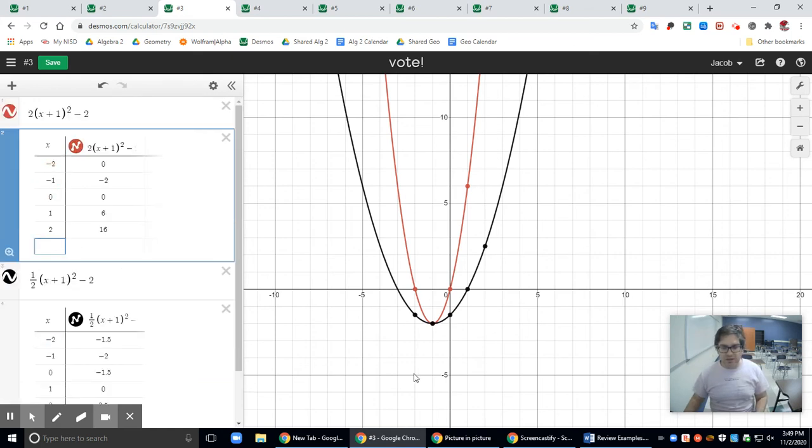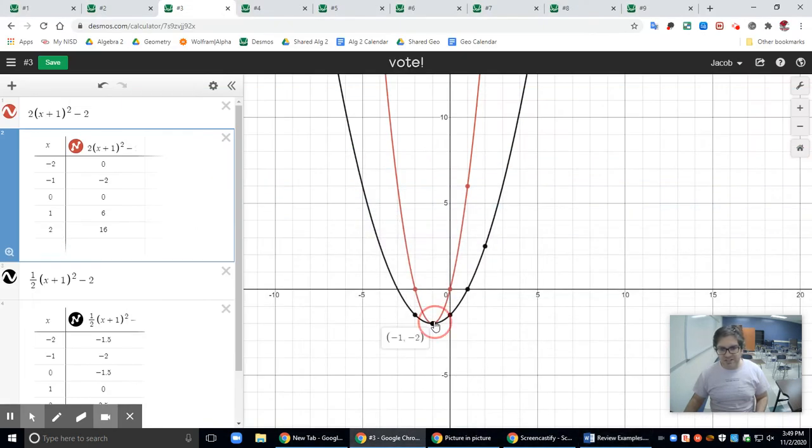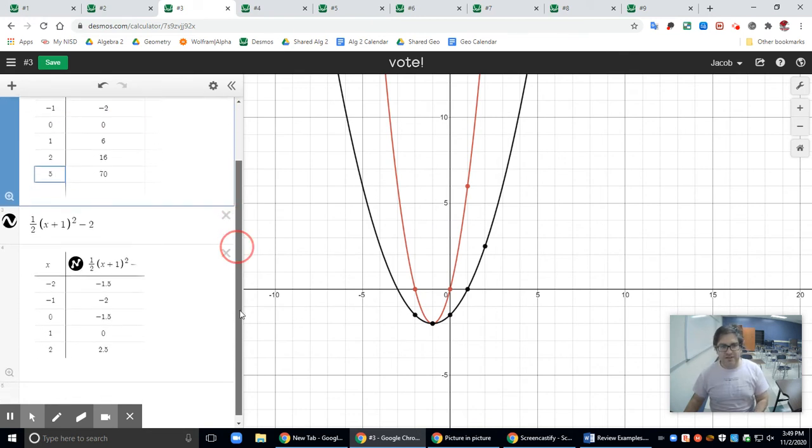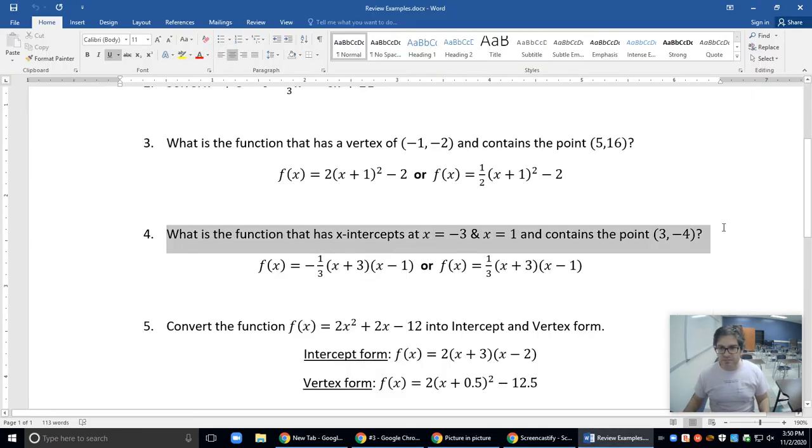For this one though, I need to find 5, 16 in the table and -1, -2, but I just clicked to verify that and you can see that in the table already. So just type in the number 5 and you see you get 70 here, so that's not the answer. But if I type in 5 here, I get 16 there. So this black function is my answer. That's all it took.